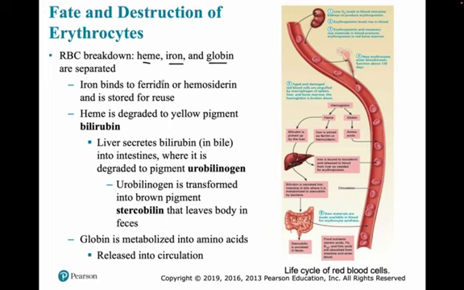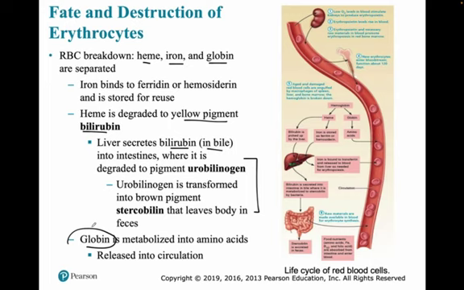So iron binds to ferritin or hemosiderin, and it is stored in some tissue for reuse. Hemoglobin, or rather only the heme component, is degraded into a yellow pigment, bilirubin, and then the liver secretes that bilirubin out through bile. So heme actually gets out of the body. You do not need to go into much detail of this. Just know that the heme is secreted as bilirubin through bile, secreted from the liver.